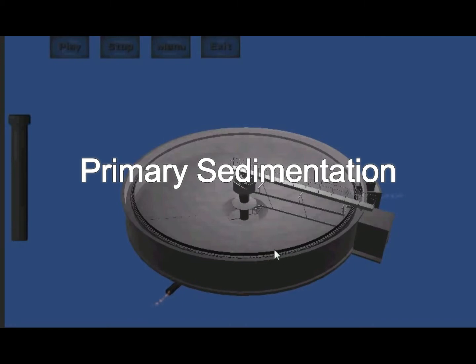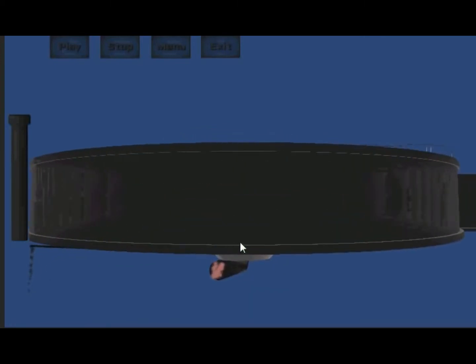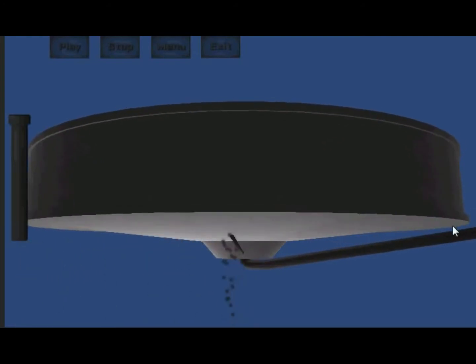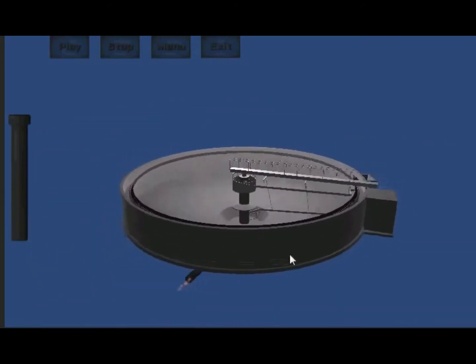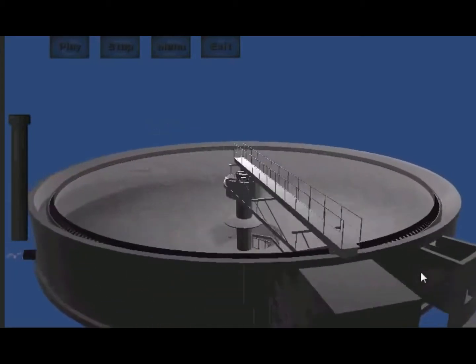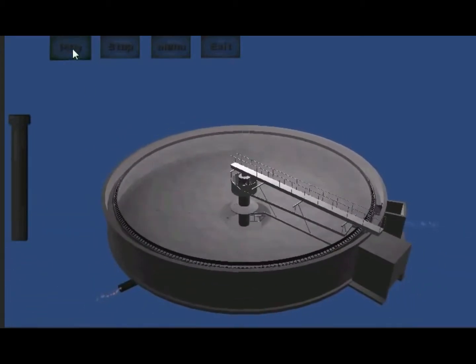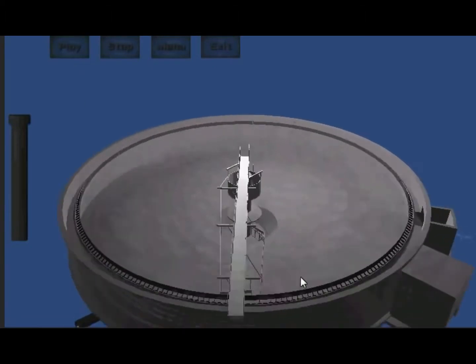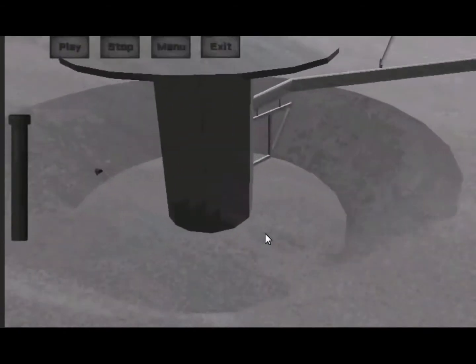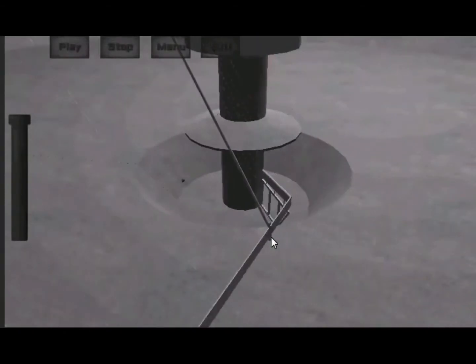Sedimentation tank. The water flows to a tank called a sedimentation tank, where gravity causes the flocs to settle to the bottom. Large particles settle more rapidly than small particles. It would take a very long time for all the particles to settle out, and that would mean we would need a very large sedimentation tank.